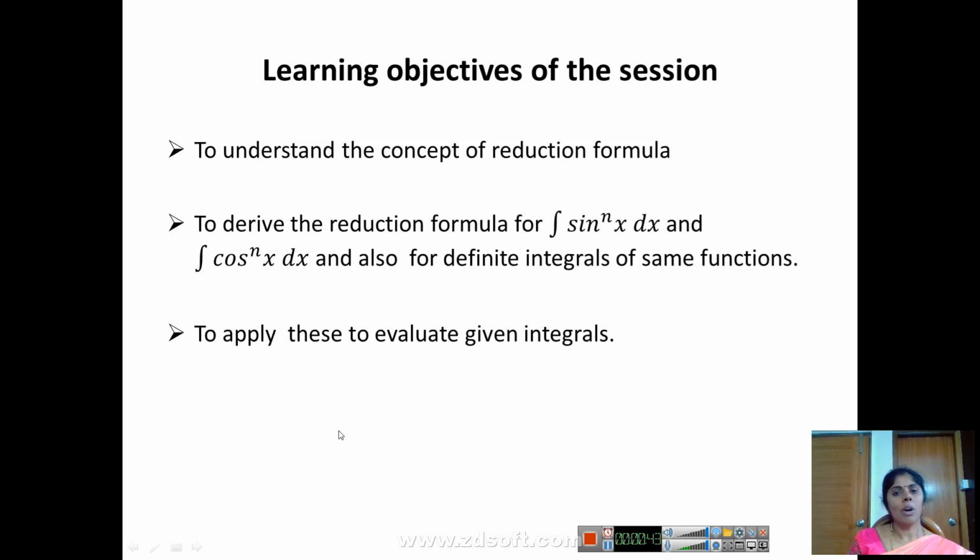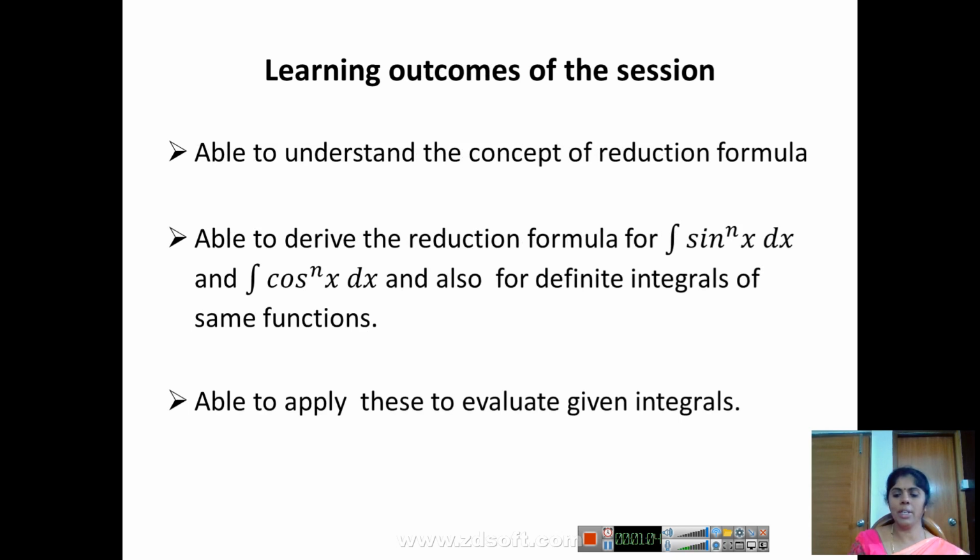Learning objectives are to understand the concept of reduction formula, to derive the reduction formula for integral sine to the power n of x dx and integral cos to the power n of x dx, and also for definite integrals of the same functions. To apply these to evaluate given integrals.